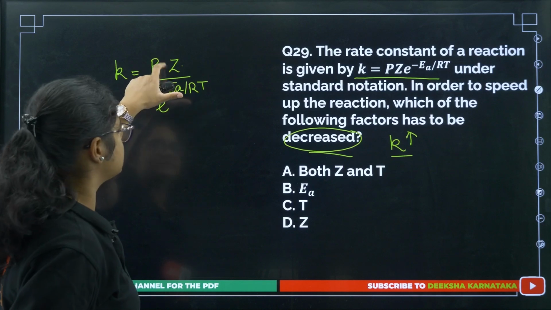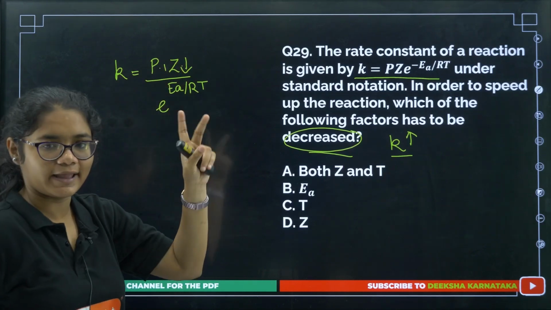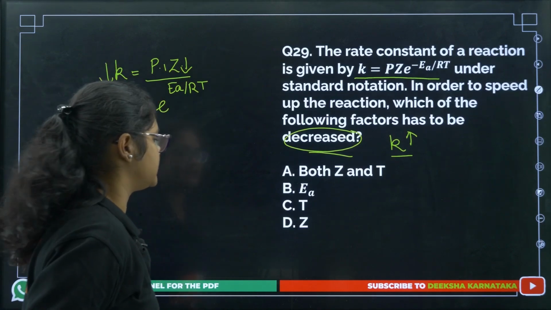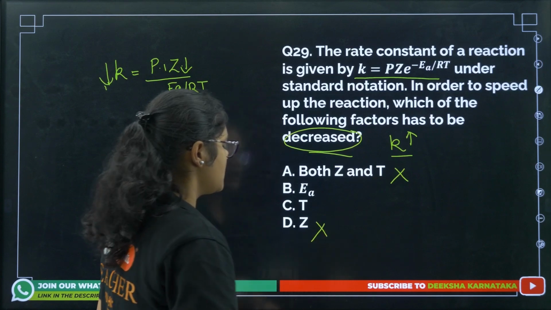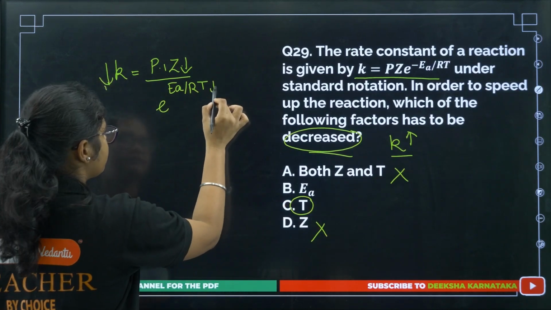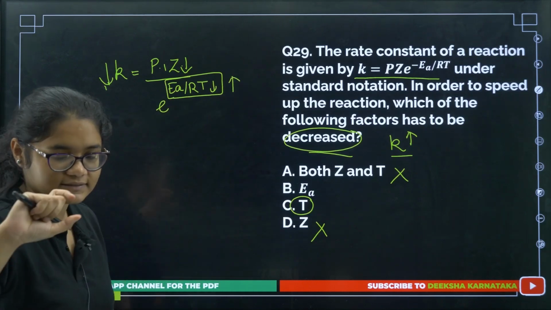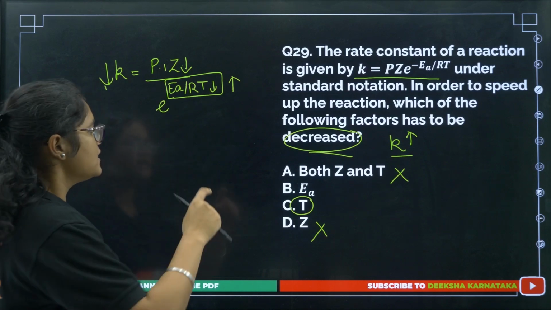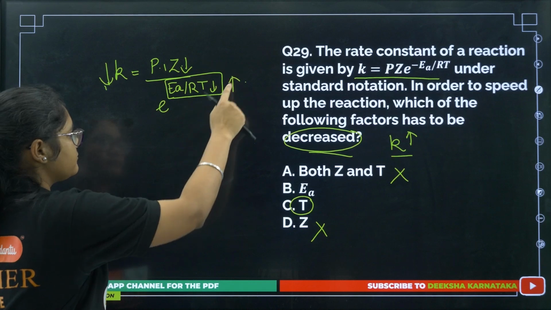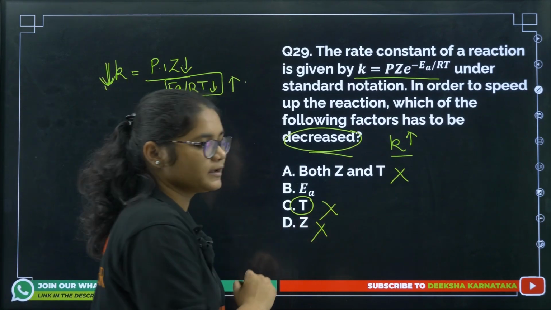Now see, to speed up the reaction, which of the factors should be decreased? If I decrease Z, then what will happen? Because K and Z are directly proportional, K will also decrease, right? So we cannot have Z, and we can eliminate these two options. Now temperature: if you decrease temperature, what will happen? Ea by RT will increase because the denominator is decreasing, so the fraction value will increase. If this total value is increasing, then e to the power of that will also increase, and if this part increases, then K will again decrease. So temperature is also not the correct answer.